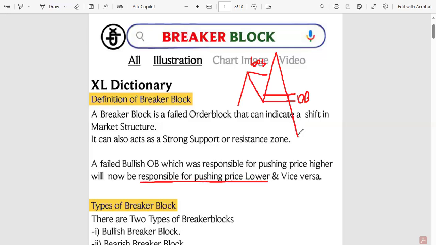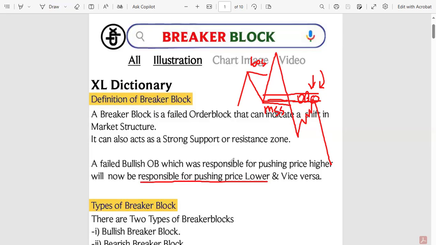So when price comes back into this area where we marked our bullish order block, this is going to act as a resistance zone. It's going to push price lower. So this is now the breaker block. A breaker block is a failed order block, which also indicates a shift in market structure. As you can see here, we had our bullish order block, but then price broke this level and this became a market structure shift. We then marked this failed order block as a breaker block, and price came back, tapped into this area, which is now our breaker block, and then price goes down. That's how simple it is.